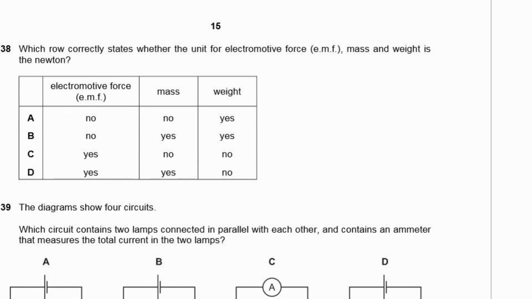Okay. 38. Which row correctly states whether the unit for EMF, mass and weight is the newton? Okay, we get a bunch of no's and yeses. Alright. Electromotive force is measured in volts. Mass is measured in kilograms, and weight is measured in newtons. So if we look at our table, we would expect to see no, no, and yes. Weight is measured in newtons, mass is not measured in newtons, EMF is measured in volts, so it's not measured in newtons. So we expect no, no, yes, and that's option A.